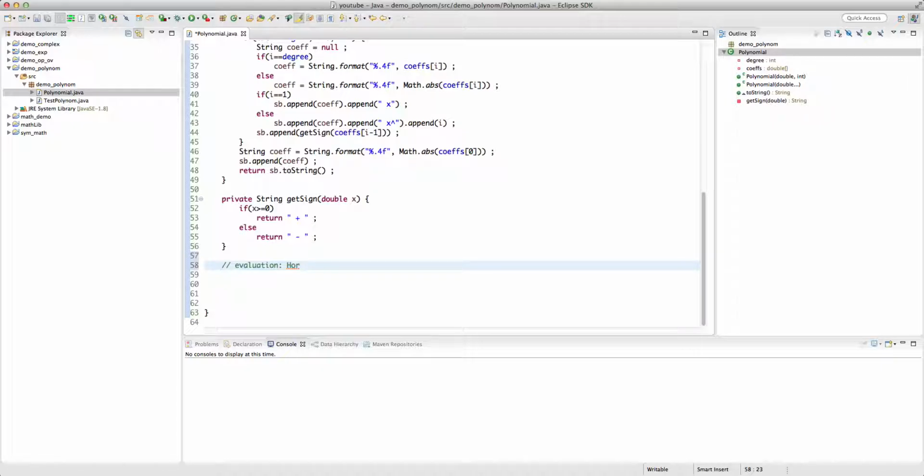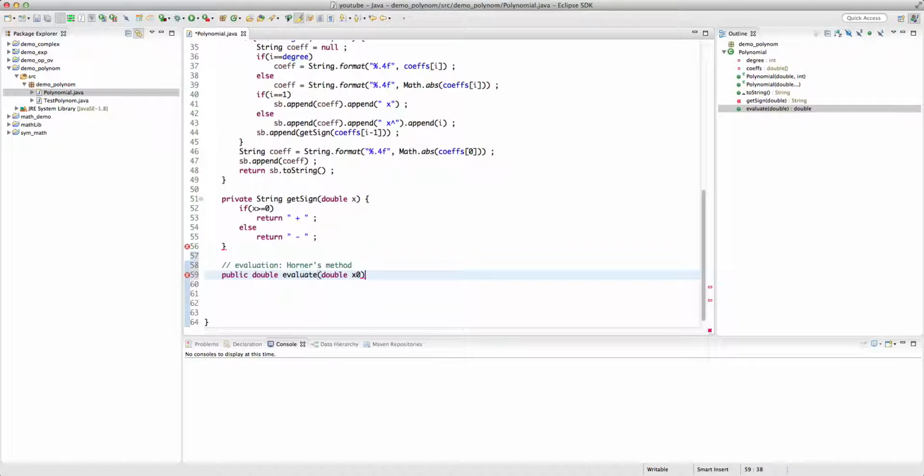And now we are going to implement Horner's method. Okay, so for Horner's method, I'm going to write the method public. It's going to evaluate the function, evaluate, for example, at a point double x0, or at point x. And what we are going to do is create a value equals 0. Okay.